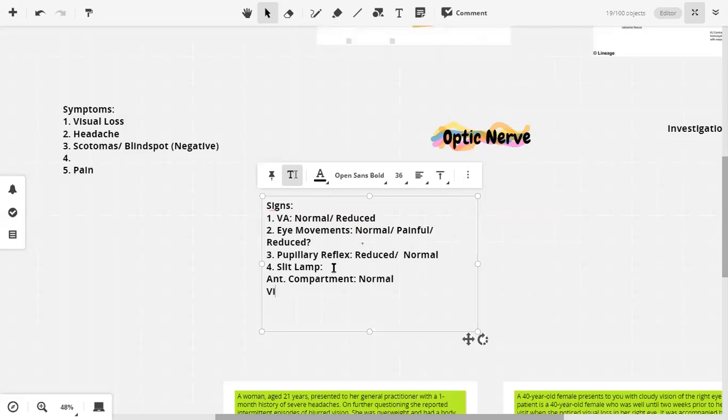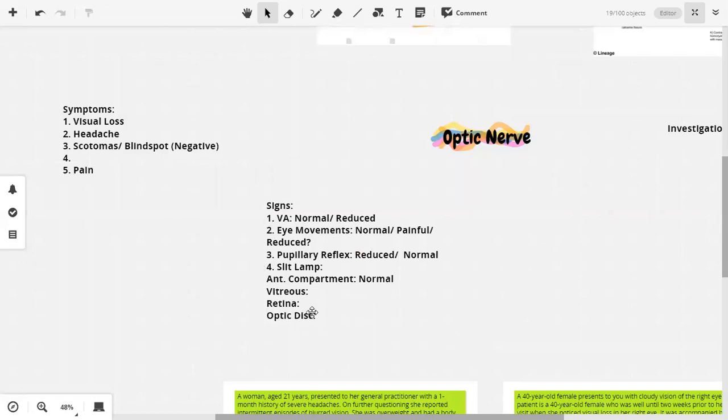Let's talk about the vitreous. Do you think the vitreous should be normal? Let's talk about the retina. Do you think the retina should be normal? Let's talk about the optic disc. What can you comment about these three? Optic disc may be cupped shaped. Okay, let's just say that the optic disc can be abnormal. What about the retina and what about the vitreous?